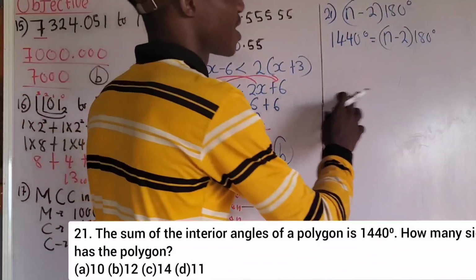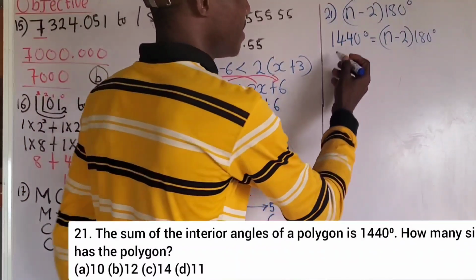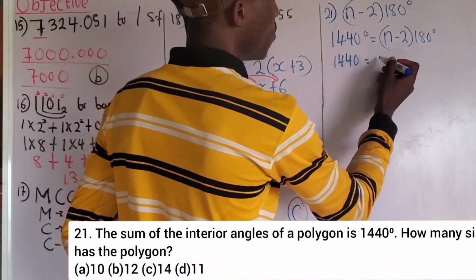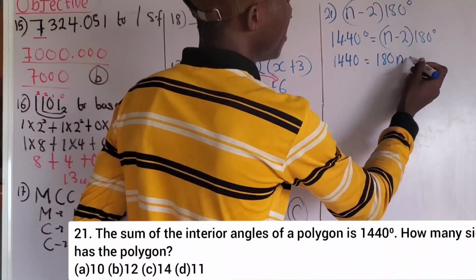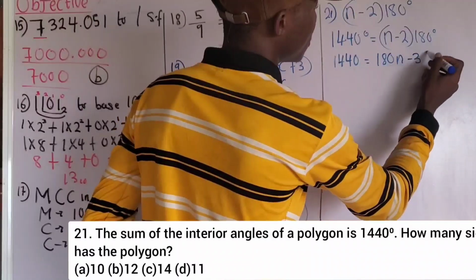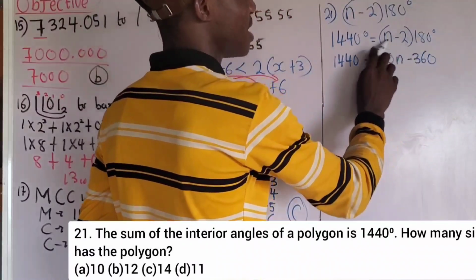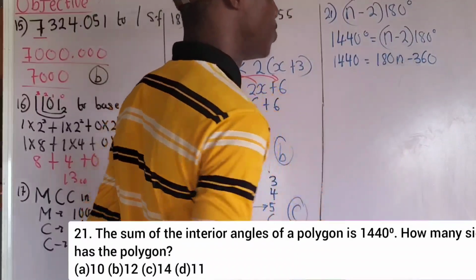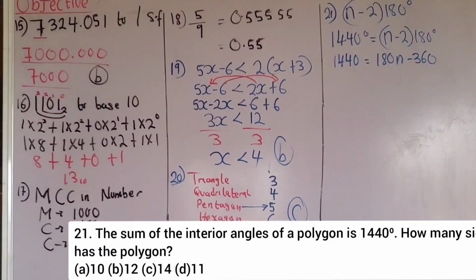So here, we can calculate the value of n by just multiplying. I'm going to have 1440 degrees is equal to 180n minus 360. You understand? Because 180 times n is 180n, and 180 times negative 2 is 360. Now, having done that, the next step is that you have to collect like terms, because we have 1440 minus 360. That will give us 1080.